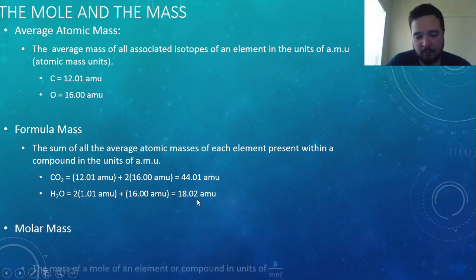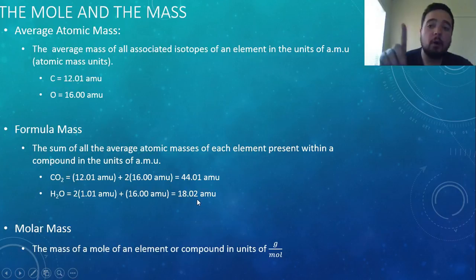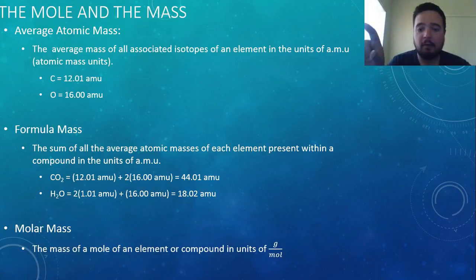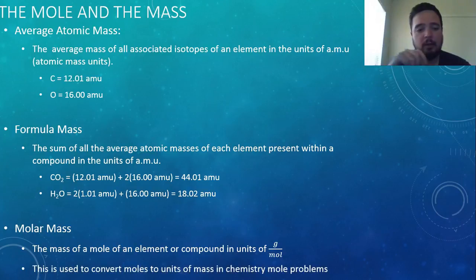Molar mass is the mass of 1 mole of an element or compound in units of grams per mole. It's used to convert moles to units of mass in chemistry mole problems. Just to identify, moles is enunciated as "mole" but when you see moles as units, it's going to be written MOL. In the previous slide, I wrote MOLE just to make sure.